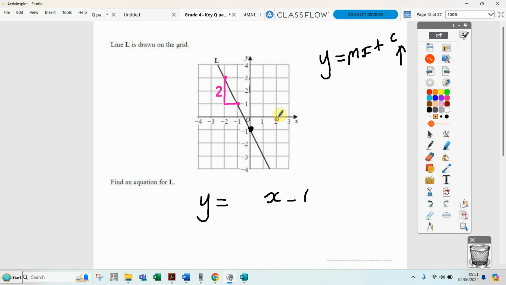So the height is 2 and the base is 1. And the gradient is the height divided by the base. 2 divided by 1 is 2. The only thing you need to remember is if it's sloping this way, it's a -2x. Okay, it's a -2x. That's the only thing you need to remember.